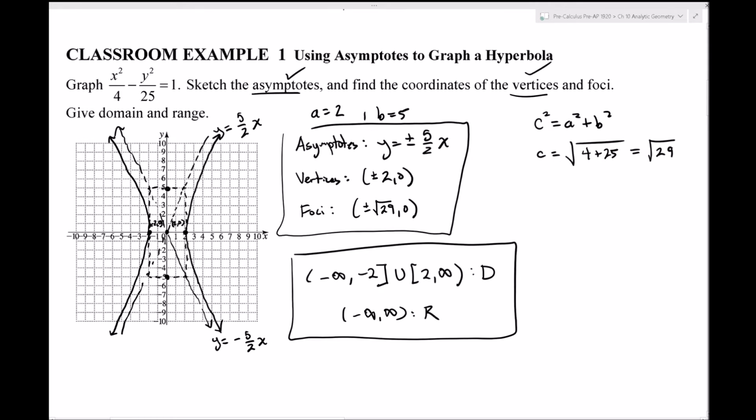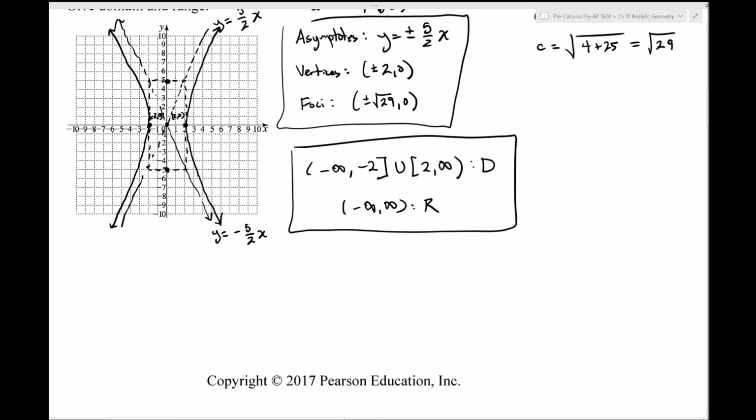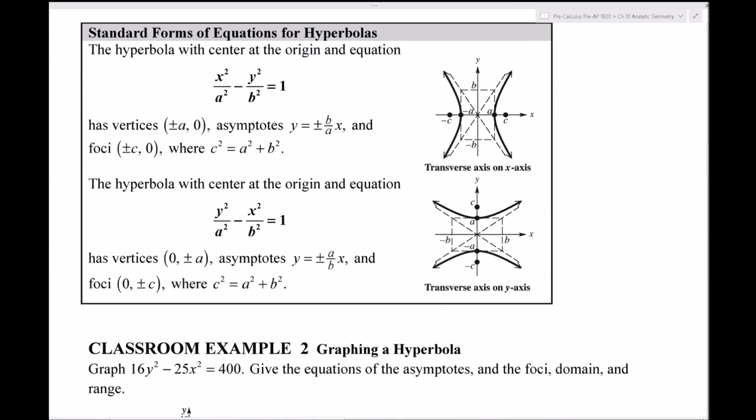After you have those asymptotes, you draw the curve using the vertices that are along the transverse axis, and you'll know which one the transverse axis is based off of which of these terms is positive. The one that's positive refers to your transverse axis. Then you draw the rest of the curve, and then you figure out whatever else they want you to figure out. In this case, they wanted the foci, which I got, and then the domain and the range. That's just by looking at it. It's an Algebra 1 problem.